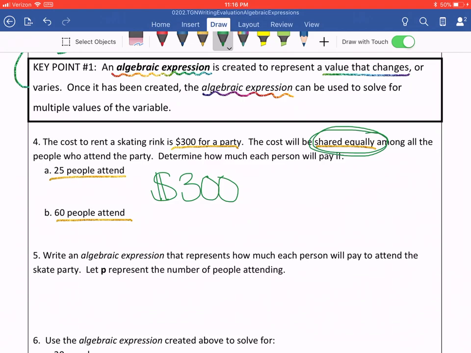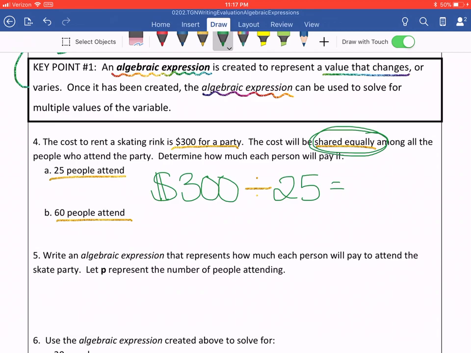If I'm sharing a cost equally, I'm going to split that cost up. So let's think, what operation do we use when we're splitting a cost up? When we split a cost up, we use division. So we're going to take our $300 and we're going to divide it amongst the amount of people who are going to attend this party. So in the scenario A, there are 25 people attending the party. I can use the expression 300 divided by 25 to figure out how much each person will pay.